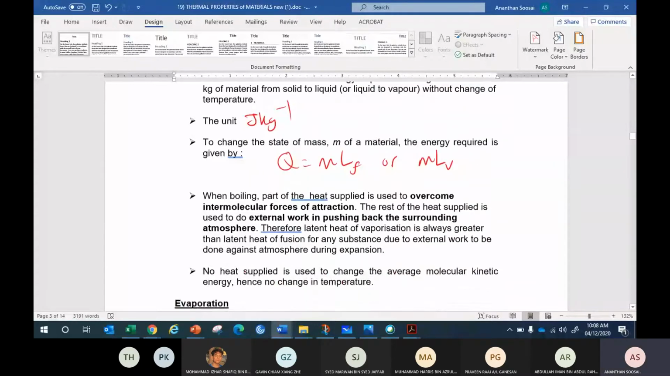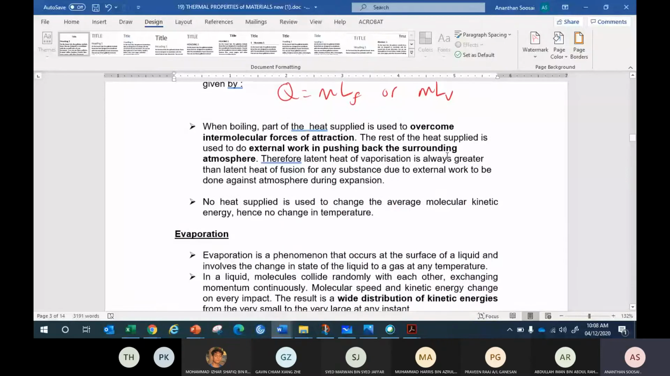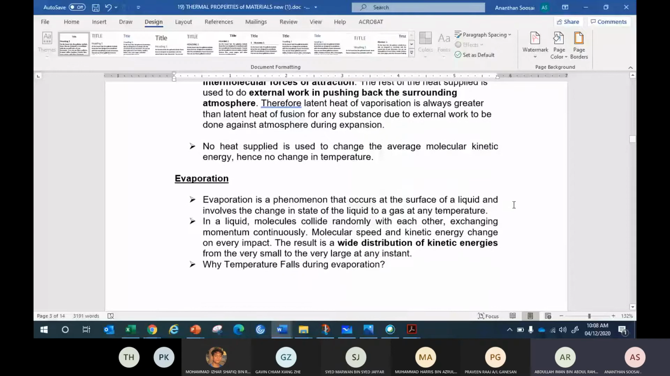Okay. So when boiling, some energy is used to overcome external work, pushing back the surrounding atmosphere. So more energy is required. Okay, so we learn up to here. We need to strengthen this idea again.